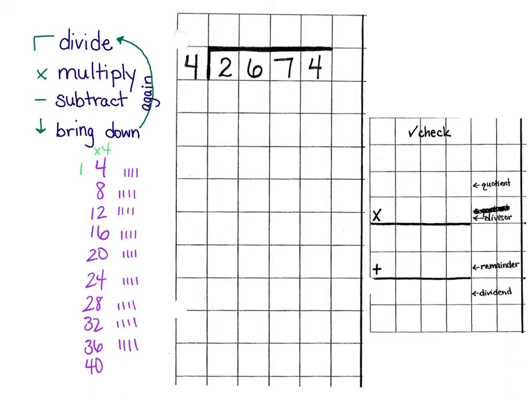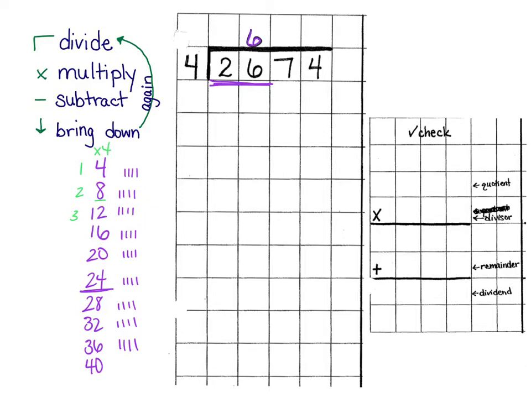So 1 times 4 is 4. 2 times 4 is 8. 3 times 4 is 12, just like that. So let's start up here. 26 divided by 4. We're going to look in our line and find where 26 would be. 26 would be in here. So 26 divided by 4 would be 6. So 6 goes above my ones place right here.